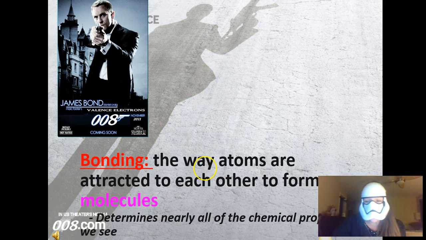All right, so I'm going to introduce you to our friend bonding. This is the way that atoms are attracted to each other to form molecules. This determines nearly half of the chemical properties we see. This determines how your body functions. This determines pretty much how everything works. It's all done through bonding, because everything is trying to reach that octet.